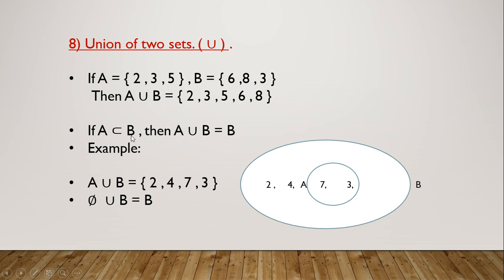Then if A is a subset of B, then A union B equals B. An example here, this is the set A and the set B. Set A is {7, 3}, set B is {3, 7, 4, 2}. Then A union B means all the elements in both A and B: 2, 4, 7, 3. Okay. The next, phi union B equals B. So phi intersect B equals phi, phi union B equals B. Okay.